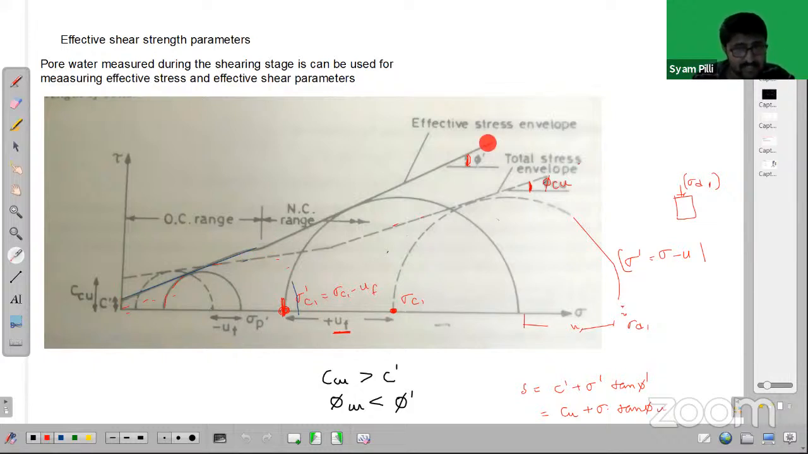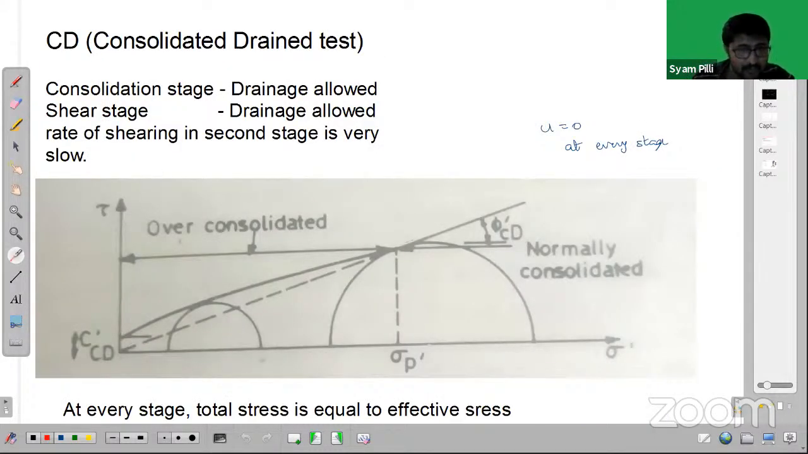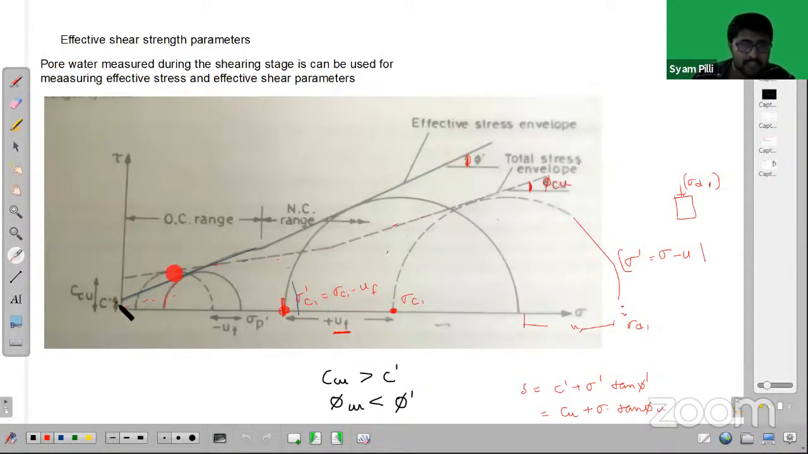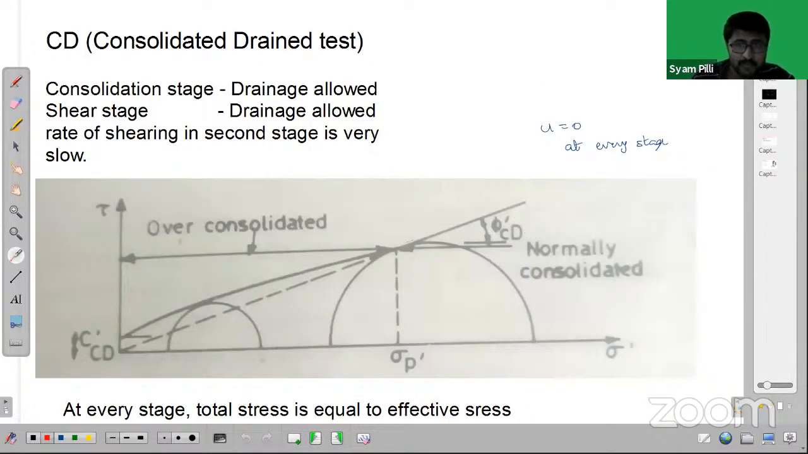So this effective stress failure envelope that we are observing here is similar to the direct failure envelope that you observe in the CD test. That is the same thing. So this failure envelope will match this effective stress failure envelope. That is why this is c dash intercept and this is phi dash. These are the effective stress parameters. This is phi dash CD, which is also almost equal to phi dash CU. Effective stress parameters for CD and those you get from CU are the same. Even the cohesion, c dash CD and c dash CU, are almost the same. That is the reason why most of the time we don't do the CD test.